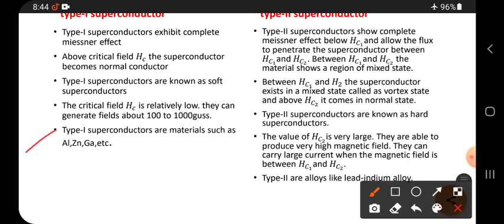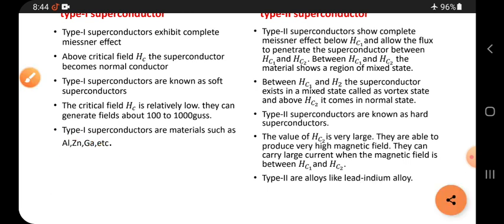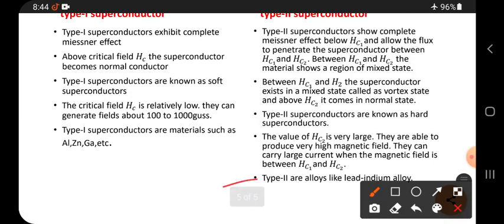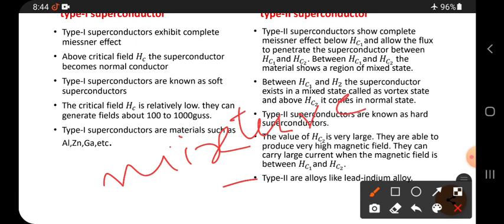Type 1 superconductors are materials such as aluminum, zinc, and gallium. But type 2 superconductors are alloys. Alloy means a mixture of two substances. An example is a lead-indium alloy.